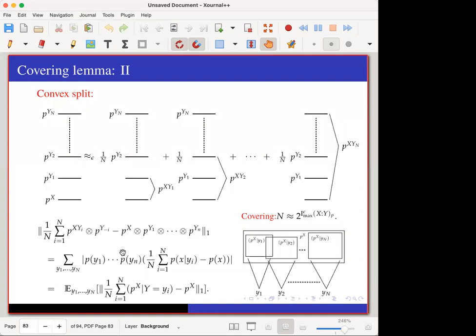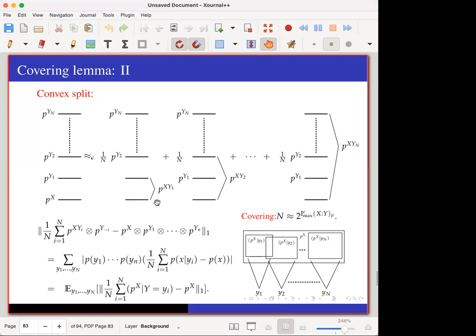So what is the convex split statement pictorially in diagrams? This is basically to remind you of rejection sampling. The left-hand side of the convex split starts off with independent samples, one from X and n independent samples from Y, all according to the marginals. They are all independent of each other, that's what the parallel bars indicate. That is epsilon close to the following diagram. So this is really the convex split.